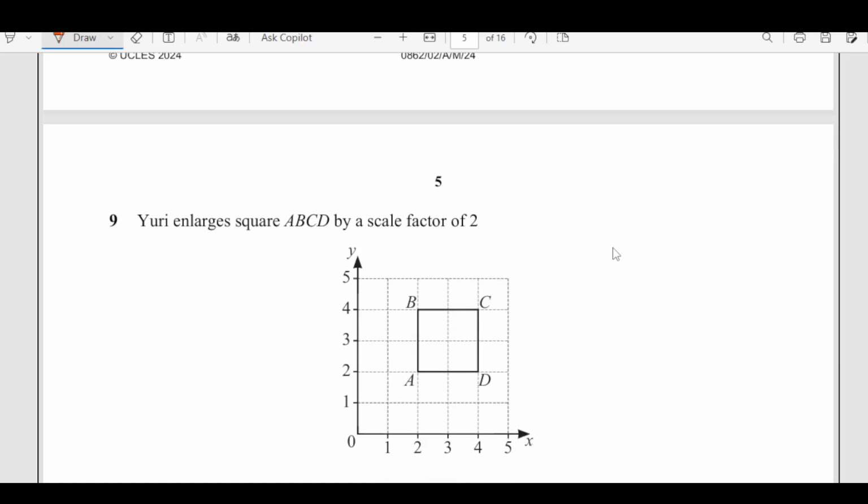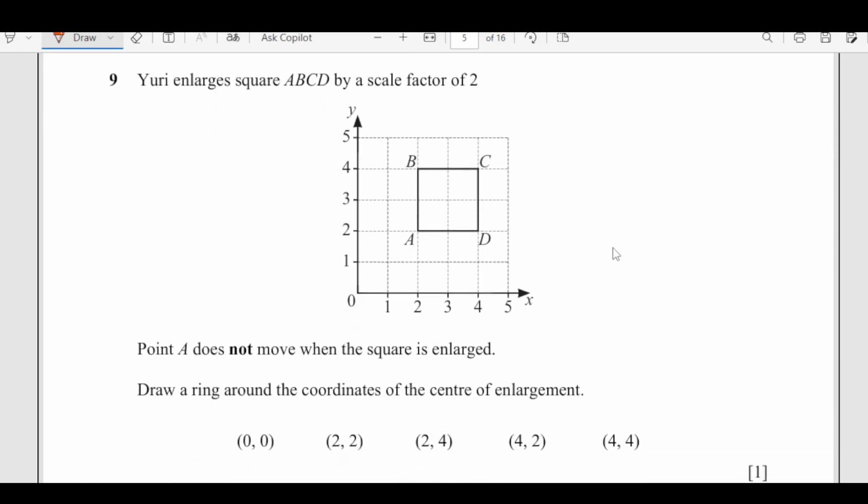Now, number 9, Yuri enlarges the ABCD shape by scale factor of 2. Point A does not move when the square is enlarged. So, this point is stationary, it does not move. Draw a ring around the coordinates of the center of the enlargement. So, if this does not move, that means that is the center of enlargement. So, this is the center of enlargement because this is 2 and 2.